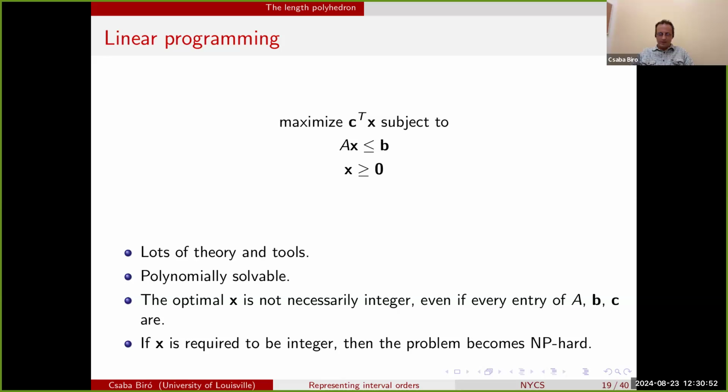The good thing about linear programming is that we have lots of theory and lots of tools. Linear programming problems are polynomially solvable. And the bad news is that even if all the entries here are integer, the optimal solution may not be an integer. And if you want the optimal solution to be an integer, then it turns into what we call an integer programming problem. And that one is hard, unfortunately. But still, there are lots of theory and tools, so that is true.